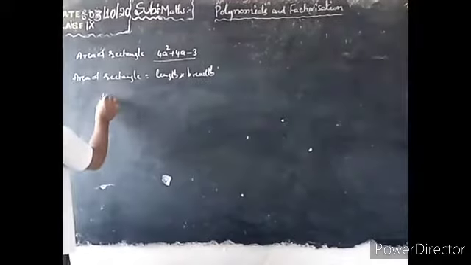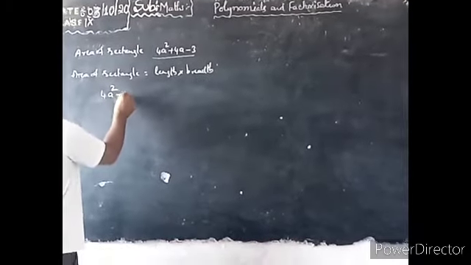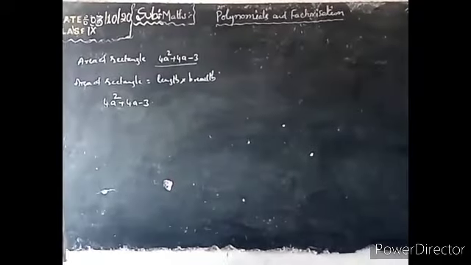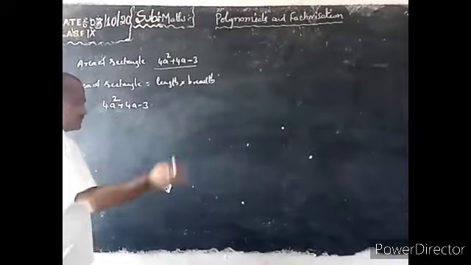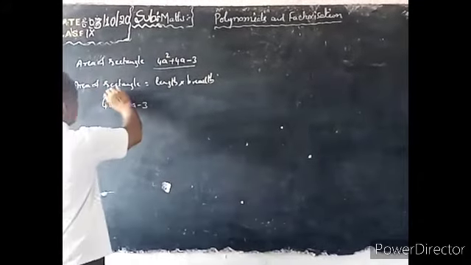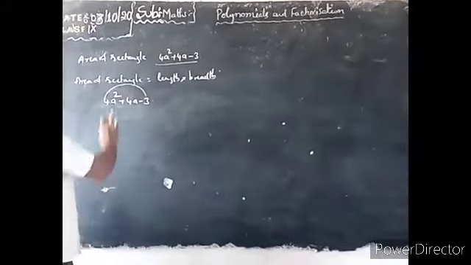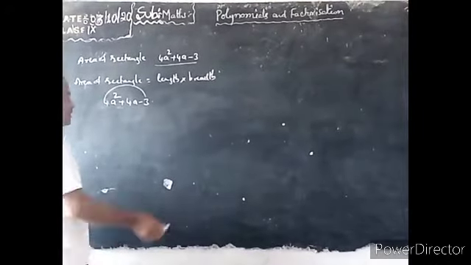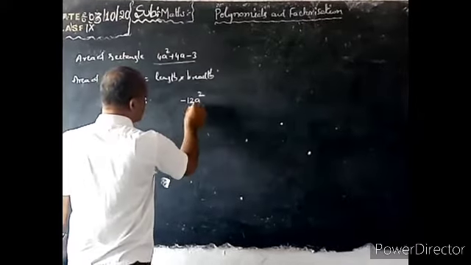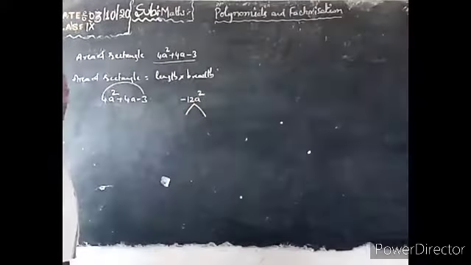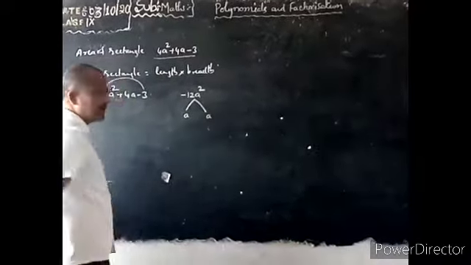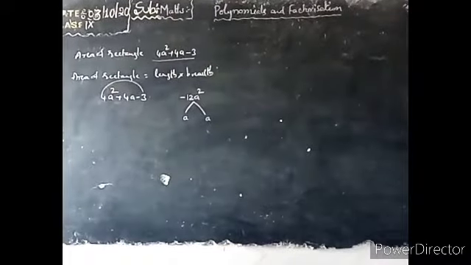So first take 4a square plus 4a minus 3. That is nothing but how to factorize? By using identities, otherwise first and last term you should multiply: 4a square times minus 3, how much is the multiplication? Minus 12a square, to get the middle term 4a. A square can be written as a into a.